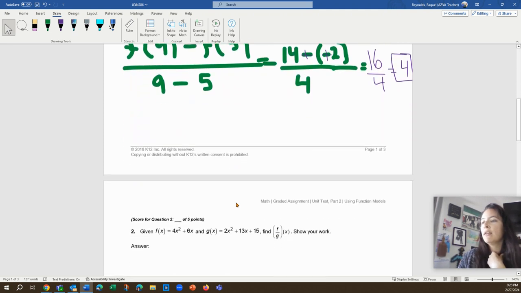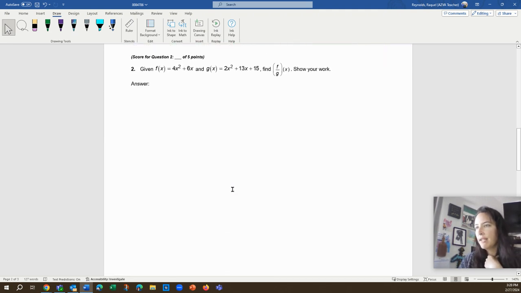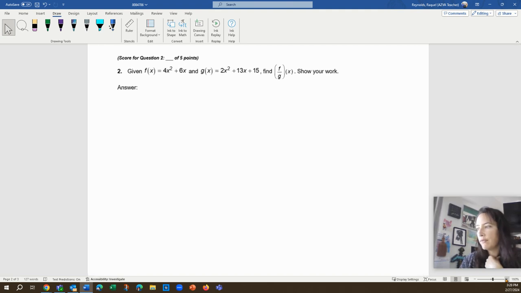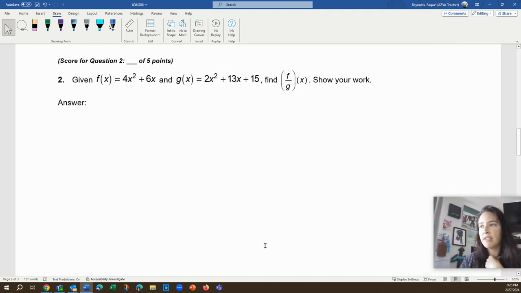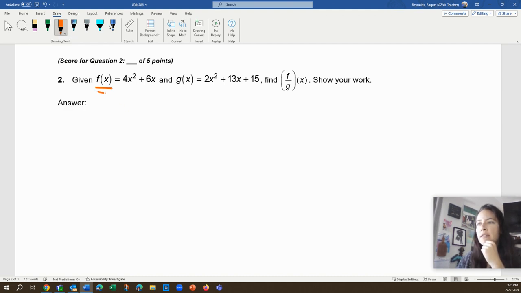Okay. Question 2, we need to find a combination of a function, and this is just notation. Truly, this is literally just understanding function notation. So let's talk about it. Let's change the color though. I like orange. Let's make it a tiny bit thicker. Perfect. We have our f of x is defined by this, 4 times x squared plus 6x. This is f of x. This is just its name.